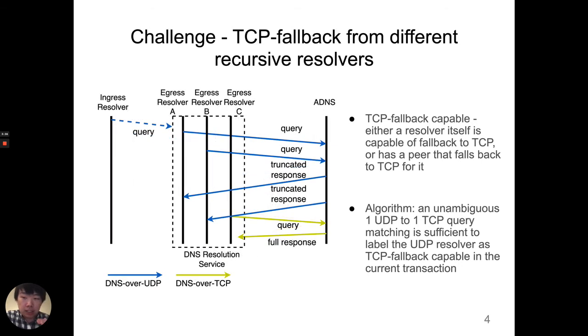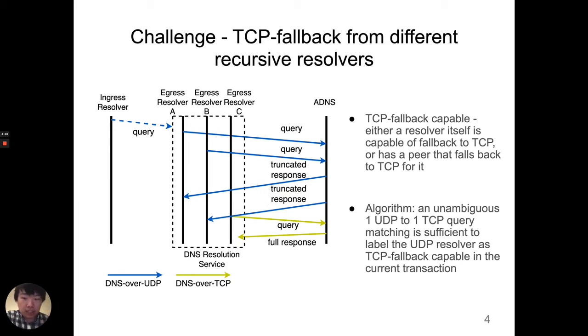And this is a more complicated non-canonical scenario. So we are still talking about unique query name, and now we have two UDP queries from resolver A and B, and a TCP query from resolver C. In this case, we do not have enough information to say that the TCP query from C is a consequence of A or B's UDP transaction. So both A and B are indeterminate in terms of the TCP fallback capability in these transactions.